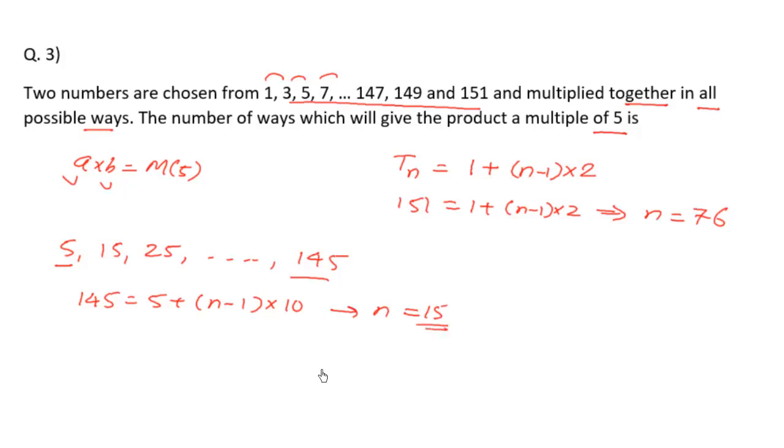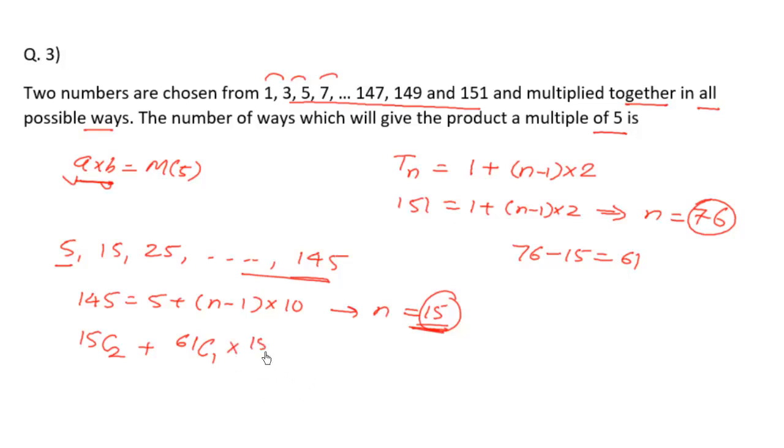So what we can do is that either both these numbers should be multiple of 5, then we have to take the numbers from these 15. So it will be 15C2, right? Or one of the numbers will be from these 15 and the other number can be anything other than a multiple of 5. So if 15 are multiple of 5 out of 76, then the numbers which are not multiple of 5 are 76 minus 15, which is 61. So we can take one number which is not a multiple of 5 in 61C1 ways, and one number which is a multiple of 5 in 15C1 ways.